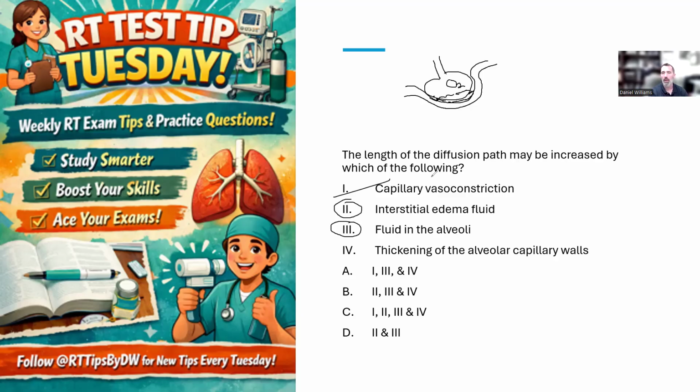And then thickening of the alveolar capillary wall. If we were to have a thickening of that alveolar capillary wall, that would certainly increase the diffusion path length and would cause issues for the ability of oxygen to transport across the alveolar capillary membrane and into the bloodstream. So thickening of that alveolar capillary wall is certainly going to be included.